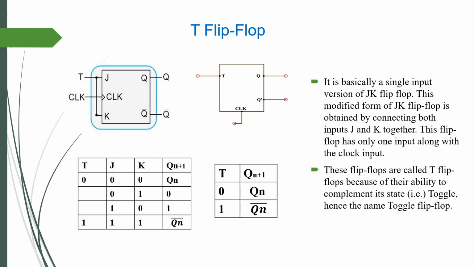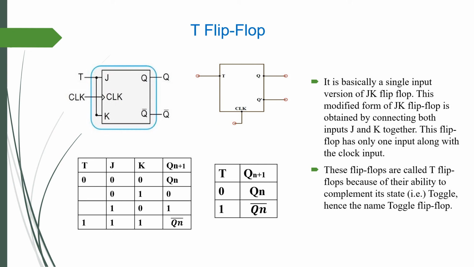Now we will see T-type flip-flop. It is basically a single input version of JK flip-flop. It is obtained by connecting both inputs J and K together. There is now only a single input which is known as T input along with clock input, and there are two outputs Q and Q bar.